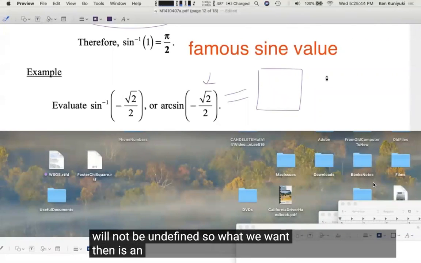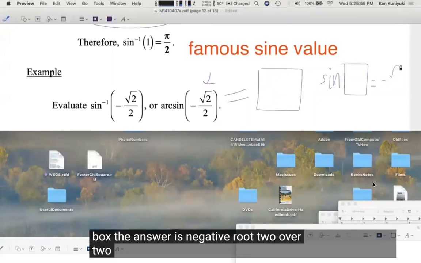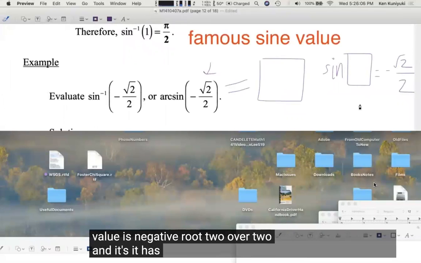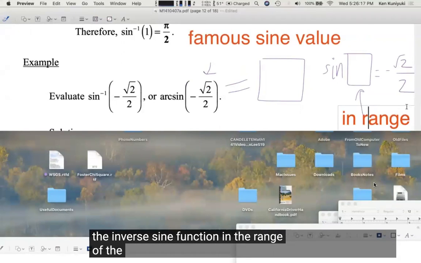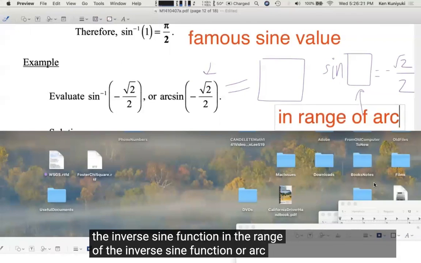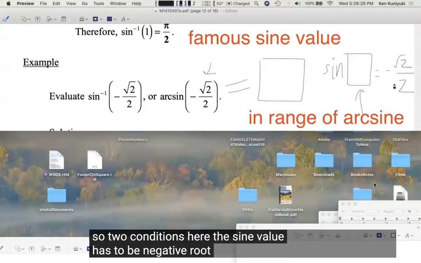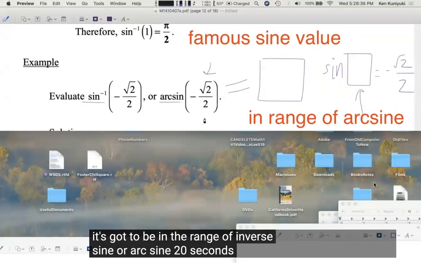So what we want then is an angle such that the sine of box, the answer, is -√2/2. You're looking for an angle whose sine value is -√2/2, and it has to be in the range of the inverse sine function, arcsine. So two conditions here. The sine value has to be -√2/2, and it's got to be in the range of inverse sine or arcsine. 20 seconds, go.